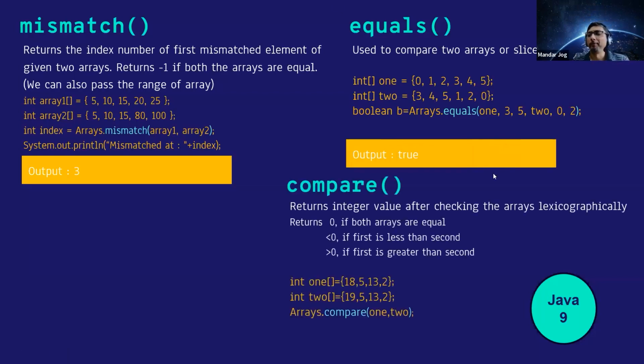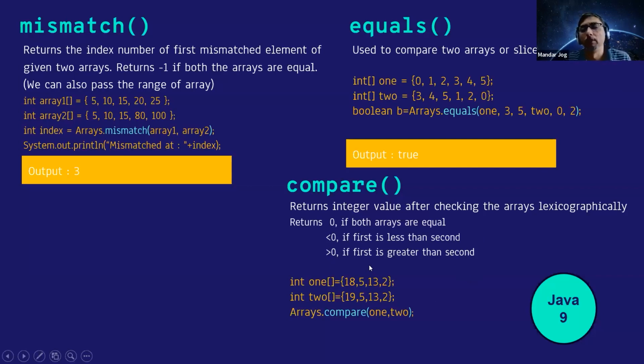And then we have the compare, and compare returns an integer value after checking the arrays lexicographically. I don't want to go into the details of what is lexicographical. All of you might be aware from data structures and the internal working of how string comparisons are done. On similar lines, the compare method checks the array elements lexicographically, and it returns three possible values: 0 if both the arrays are equal, less than 0 if the first array is less than the second, greater than 0 if the first is greater than the second.